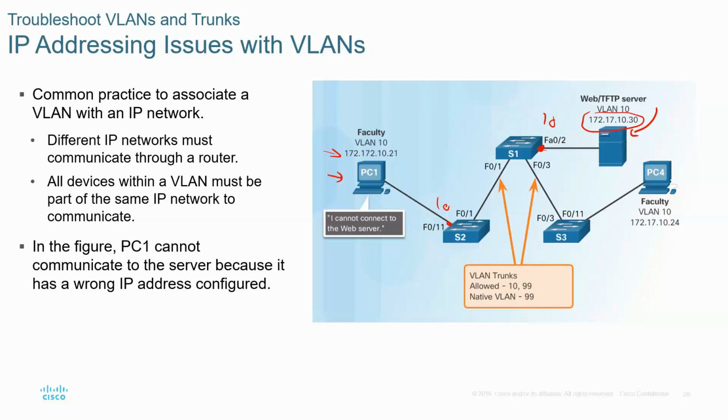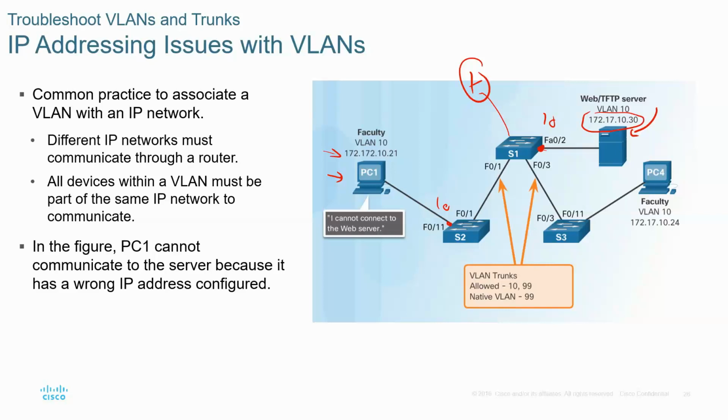So PC1, rather than trying to discover the MAC address of the web server, will now try to discover the MAC address of the default router. In this figure, it doesn't actually exist. But even if there is a default router, PC1 will be trying to discover the MAC of the default router and then sending the packet to the default router. And then it would be up to the default router to forward the packet to the web server.